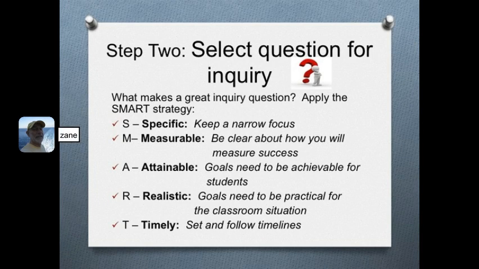Now that you've identified the general topic, the next step is to select a question for your inquiry. What makes a great inquiry question? Perhaps it's useful to apply the SMART strategy.